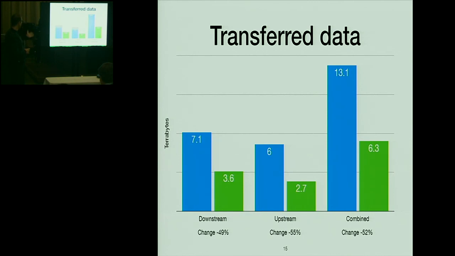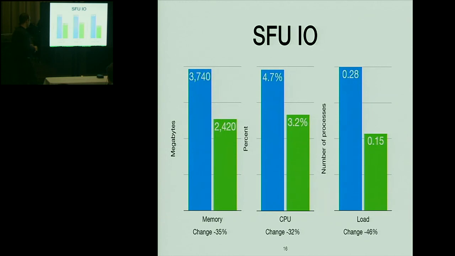So the transfer data. In this graph, the blue graphs represent the pre-activation period, and the green graphs the post-activation period. We can see that we have reduced our downstream, the data that reaches the SFU, by almost 50%. The data that goes out of our infrastructure has been reduced by 55%, and the total amount of transfer data has been reduced by 52%. So this is a significant reduction in the total costs.